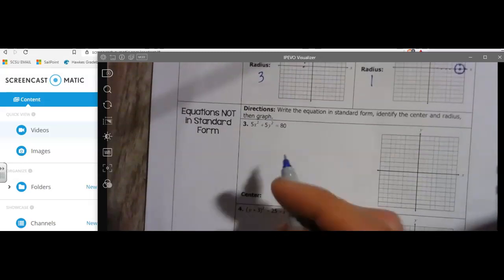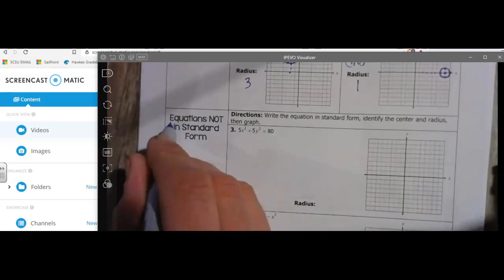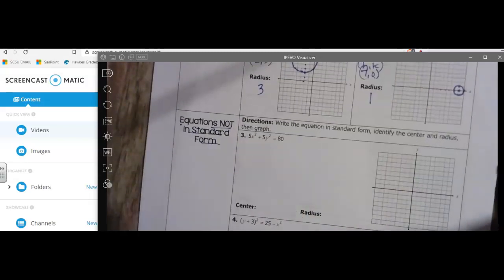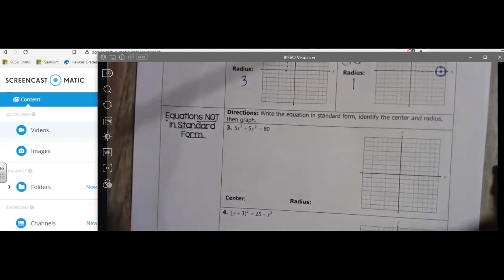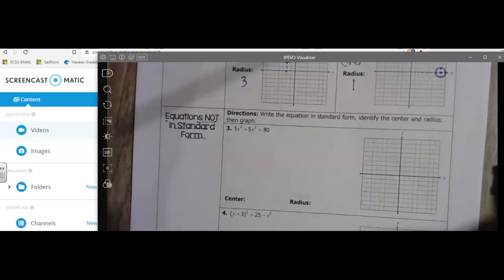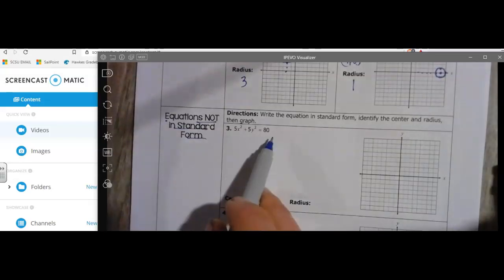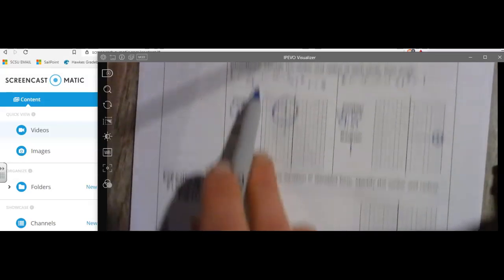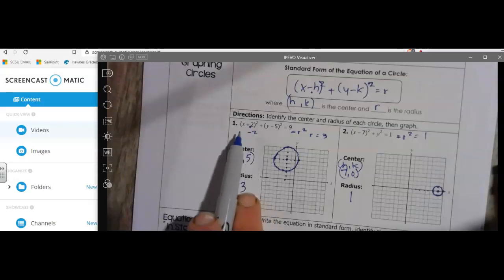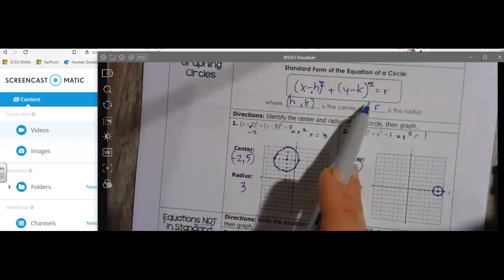Sometimes we have to write equations for circles that are not in standard form. They're not lined up for us. They have some kind of alteration that we need to make, because right now it's not in the right form because of this 5 right here. So sometimes we have to get rid of the constants in front, because we need to get it in this form: (x minus h) squared plus (y minus k) squared equals r squared.